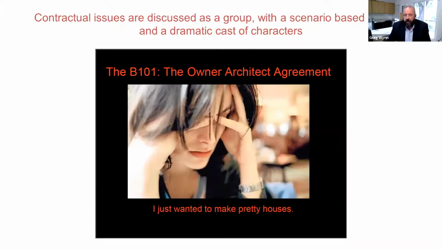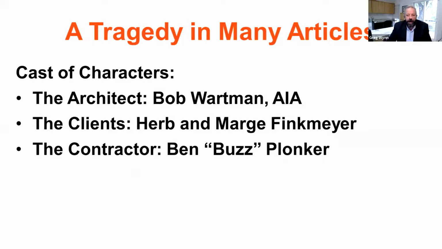One of the hardest things that we all have to teach is contract relations, what happens within the contract, and without just reading the contract, memorizing the contract. And the way that we've done this, and again, credit to Professor Kent McDonald. Kent has a writing style that we've adapted and used for many years now, where we create almost an operatic, over-the-top play with this cast of characters: Bob Wortman, Herb and Marge, and Buzz.